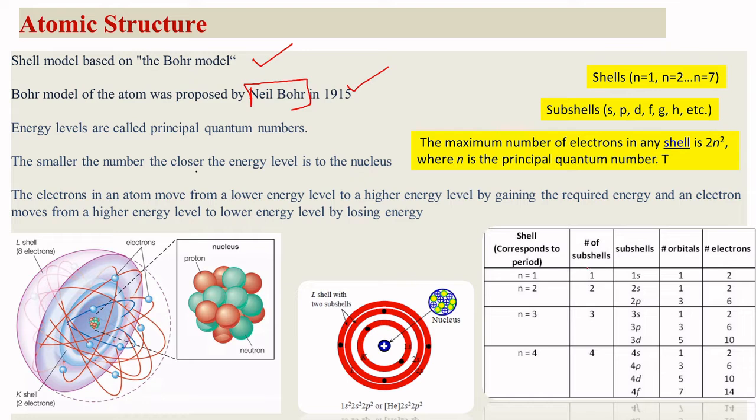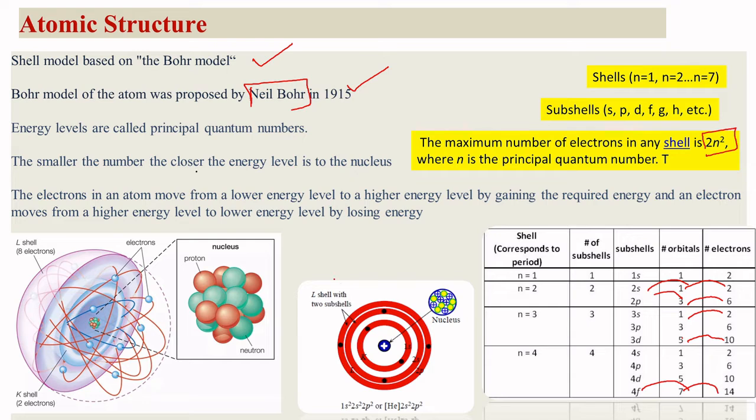The subshells are given as s, p, d, f, g, h, and so on. The maximum number of electrons in any shell is given by the formula 2n squared, where n is the principal quantum number. The s subshell has 1 orbital, p has 3 orbitals, d has 5 orbitals, and f has 7 orbitals. Each orbital has 2 electrons, so 1 orbital has 2 electrons, 3 orbitals 6 electrons, 5 orbitals 10 electrons, and 7 orbitals 14 electrons.